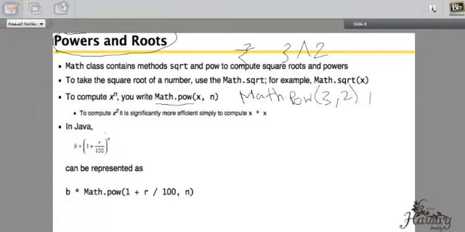Now, this is a very silly question. What is 3 to the power of 2? Very silly question. 3 to the power of 2.